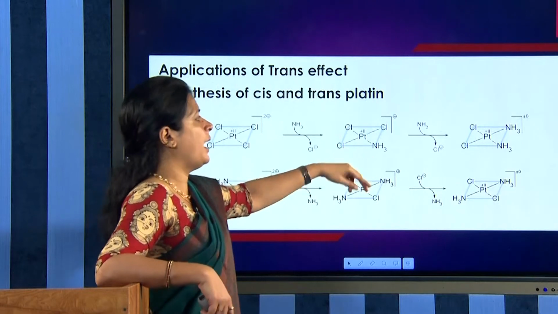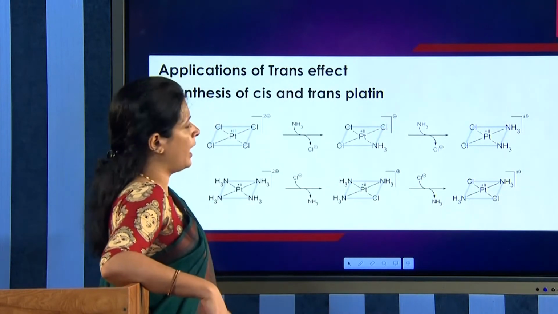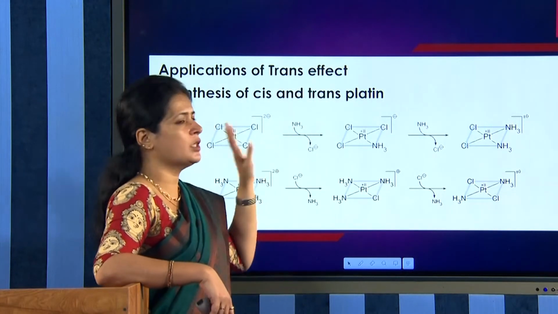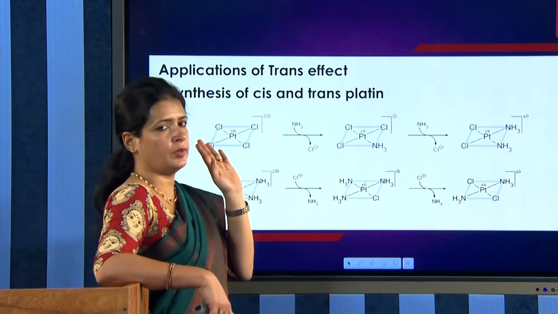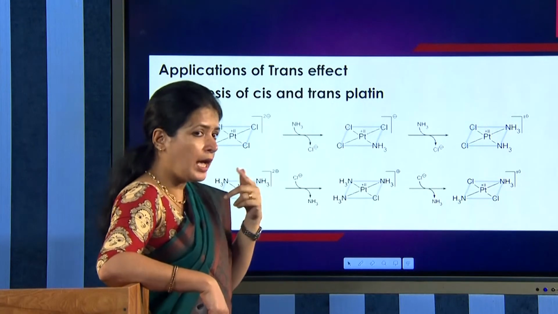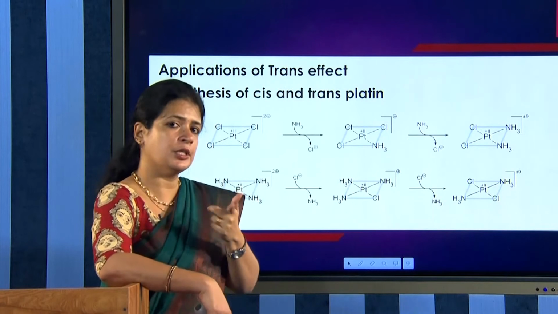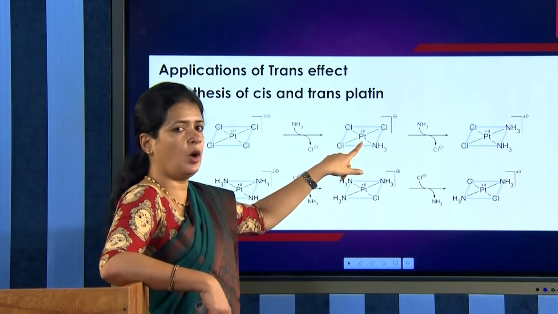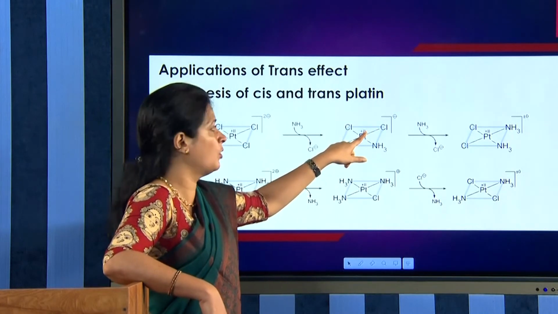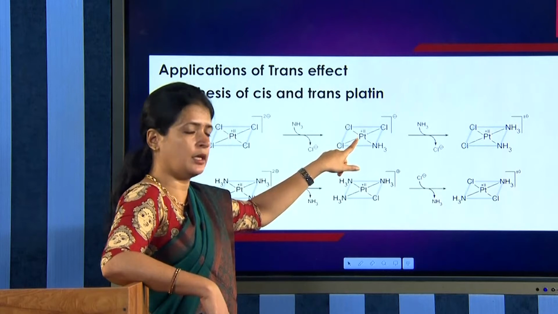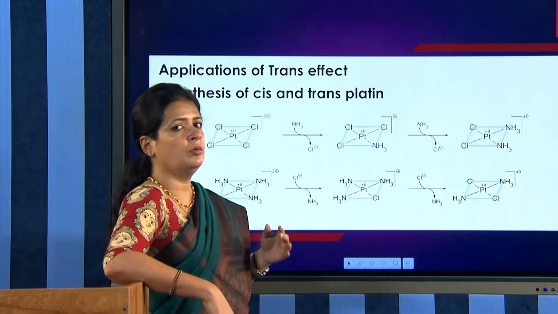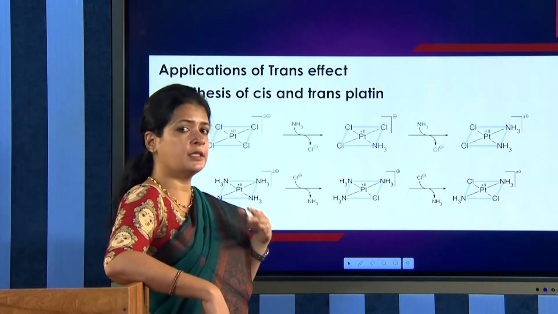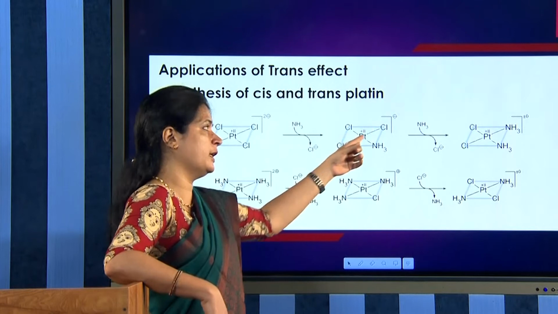And now if I am adding ammonia ligand again, what happens? Now here comes the trans effect, the importance of trans effect. I have to consider which ligand has the greater trans directing property. We have to consider what types of ligands are involved. It is Cl minus and NH3. So while we are comparing ammonia and Cl minus ligand, which ligand has more trans directing property? It is Cl minus.